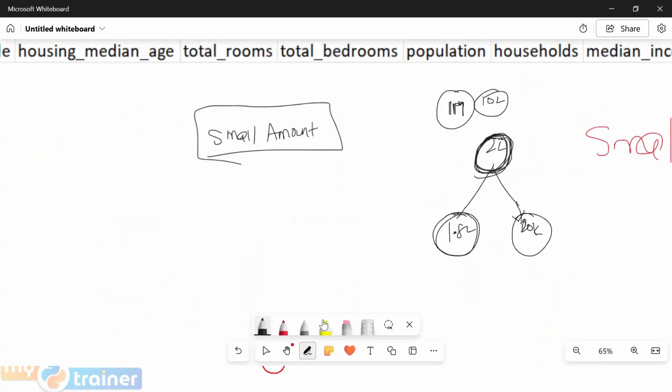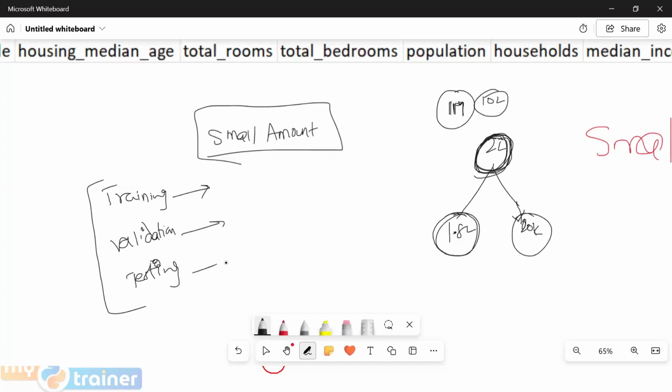So now coming to the question. What is the point? There are three sets: training, validation, and testing. Three sets. What is the purpose of each and every set?